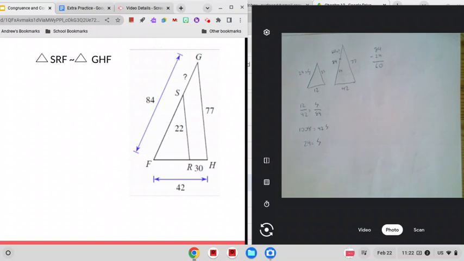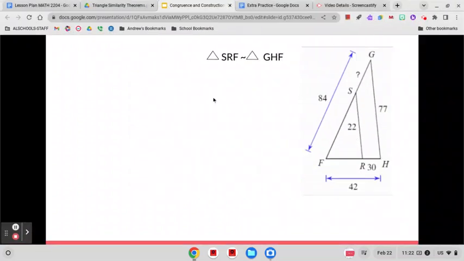So yes, you may have to do some kind of working your way through these problems. They're not always straightforward, but that's an example of what you do if the question mark, if the x, the variable, whatever you're looking for, is not an entire length of the triangle.